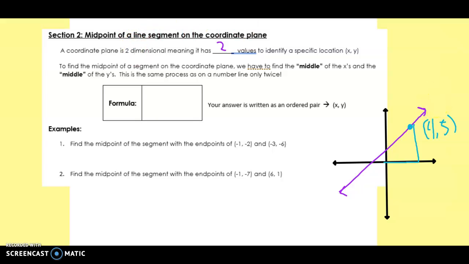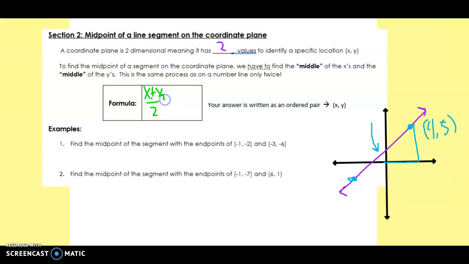To find the midpoint of segments on a coordinate plane, if here's my one point and here's my other point down here, and I want to find out where it is in the middle, we have, in a sense, 2 middles to find. We have to find the middle of the X's and the middle of the Y's. The good thing is the process is exactly the same as on a number line, only twice. The formula always makes people a little weary, so I'll give you a short, sweet, and simple version. We would add our X's and divide by 2.